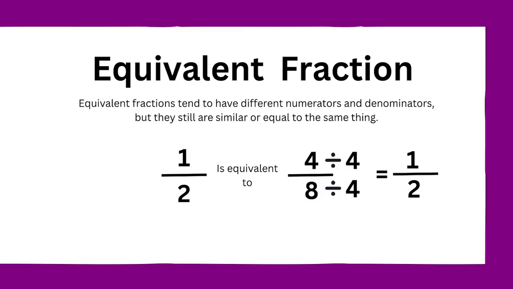So I have 4 divided by 4, 8 divided by 4, and when I divide those, I get 1 over 2. So these are equivalent. Now let me show you a more visual example.